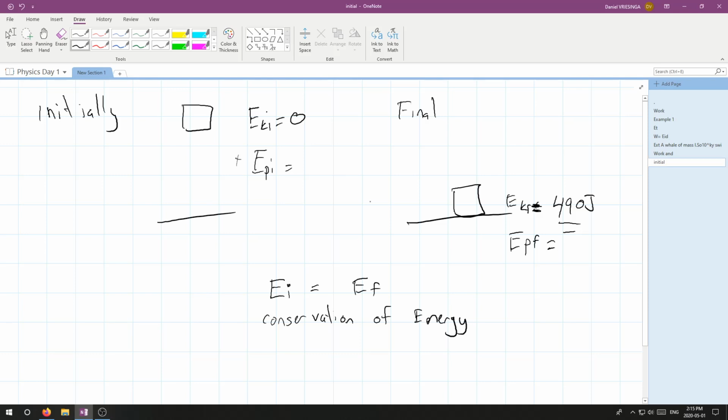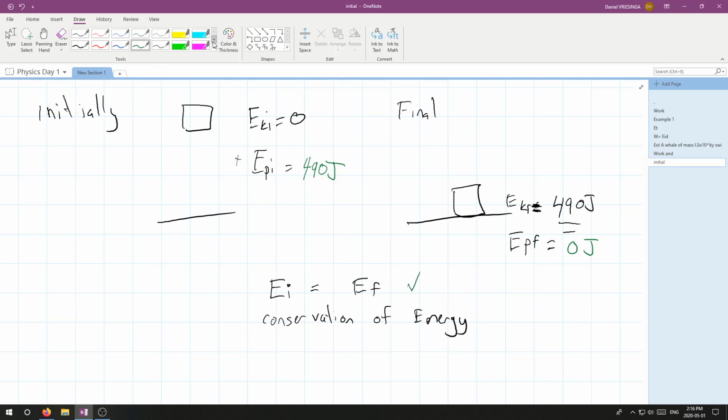Okay, and if you look in this question, the initial P could be anything, right? As long as it balances, and I'll put 0 joules here. So does that work? The total initial energy equals 490, and the final energy equals 490. So that checks off that box.